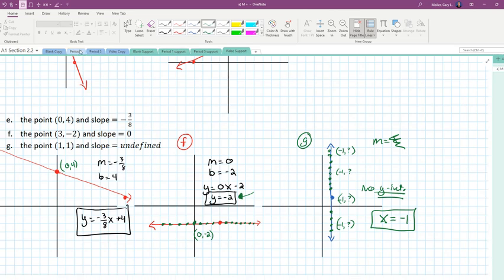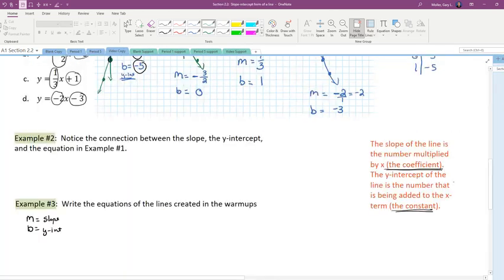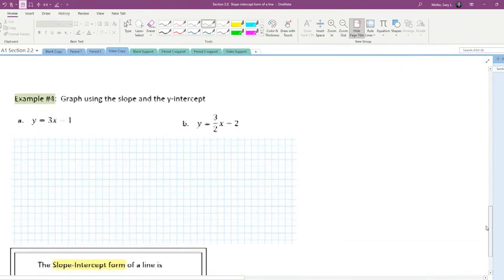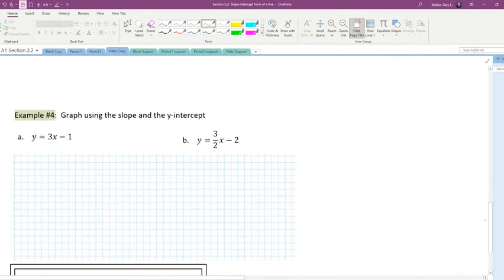All right, let's back up to the video copy here. All right, so we did that. Now let's just test our knowledge. Example 4, graph using the slope and the y-intercept. So I look at this first problem, and I'm just going to write it down. My y-intercept is -1. My slope is 3, and if it helps you, you can call it 3 over 1.